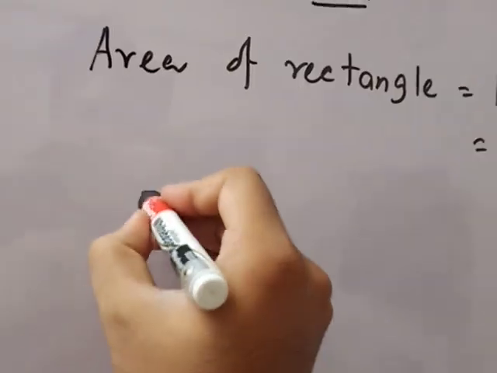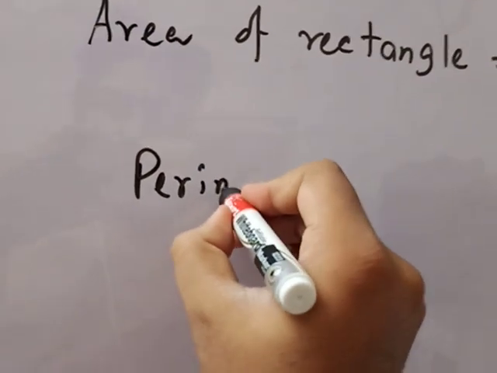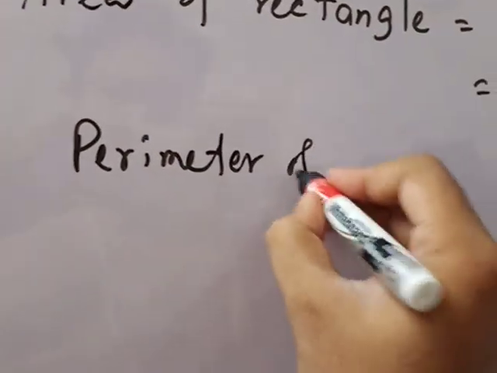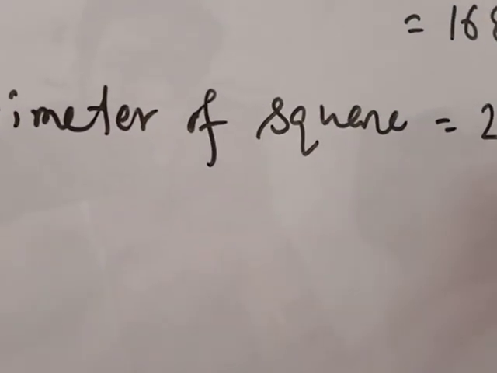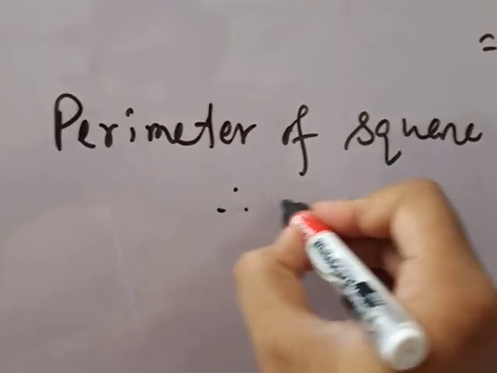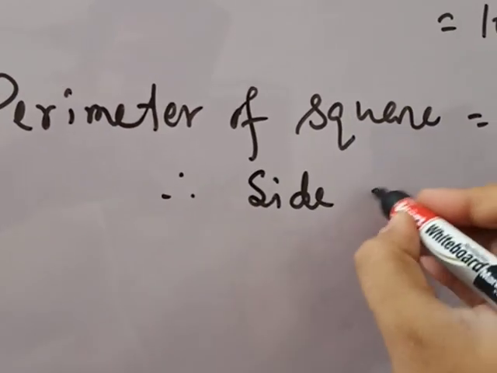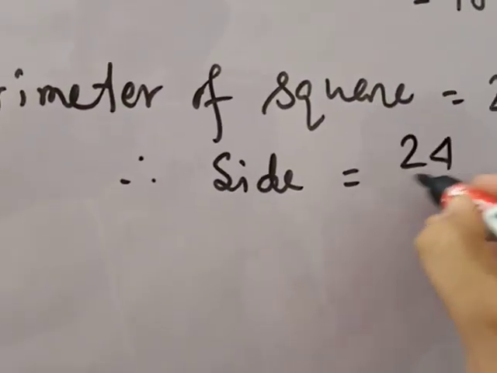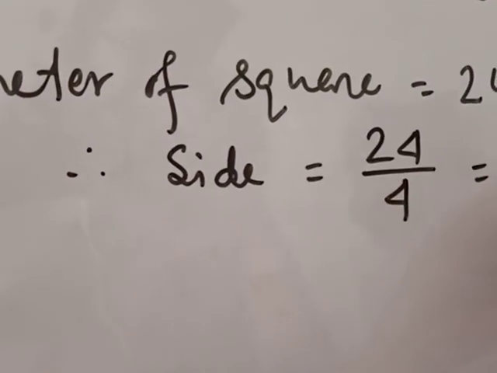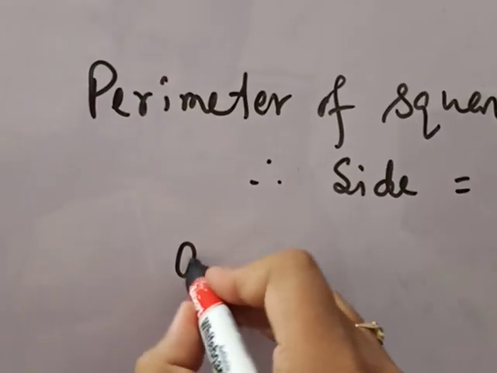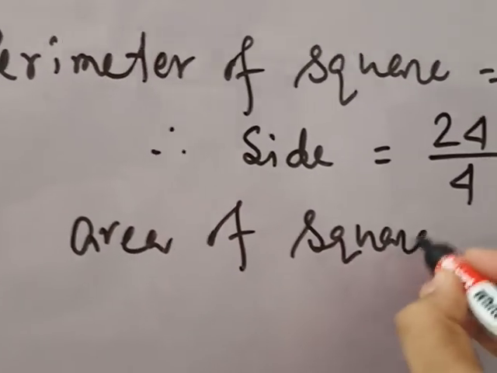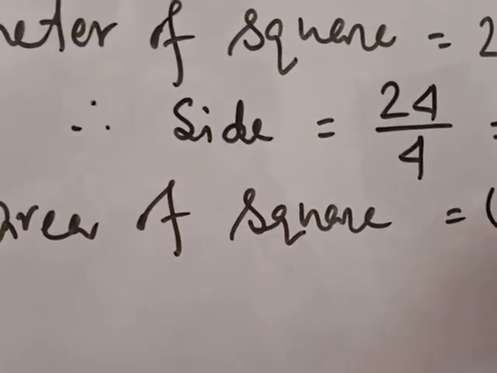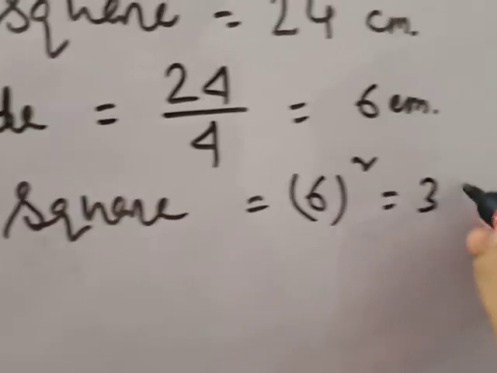Now the perimeter of the square is given as 24. So perimeter of the square is 24 centimeter. So side equals perimeter by 4, that means 6 centimeter. Area of square equals 6 square, that means side square, 36 centimeter square.